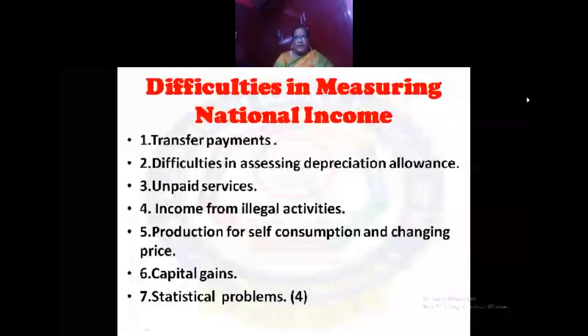Number two, difficulties in assessing depreciation allowance. The deduction of depreciation allowances, accidental damages, repair and replacement charges from the national income is not an easy task. It requires a high degree of judgment to assess the depreciation allowance and other charges. Number three, unpaid services.